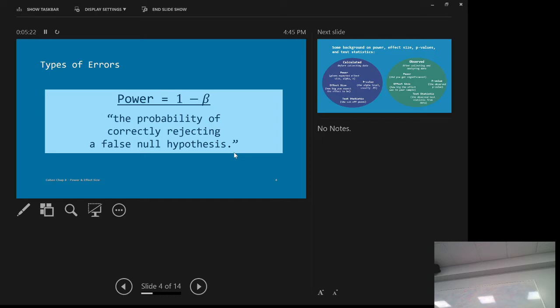So registered reports, I bring them up because if a journal is guaranteeing they're going to publish your results before they know what your results are, they want you to be well-powered. And so one of the things is they require 90% power on a lot of them. Registered reports are a new way of getting published, and I think you're going to see a lot more of it. It is becoming a more popular idea, and a lot more journals are having that option.